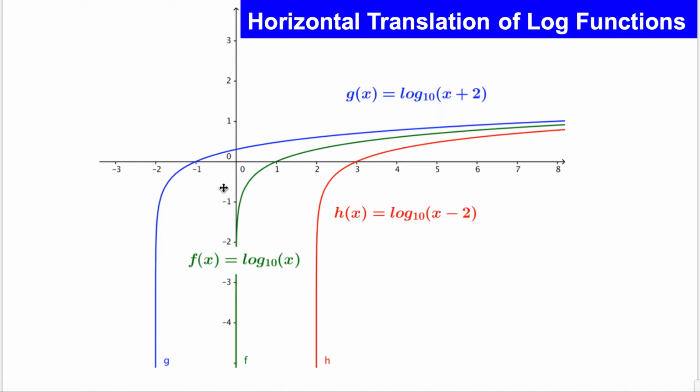And of course, the asymptotes are going to move. All log functions have a vertical asymptote. In this case, because the graph moves 2 units, the vertical asymptote is going to be x equal to minus 2. So the vertical asymptote moves 2 units, and the whole graph moves 2 units to the left.